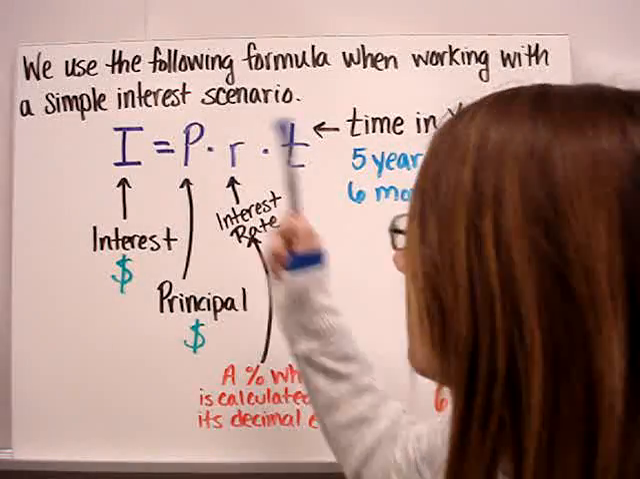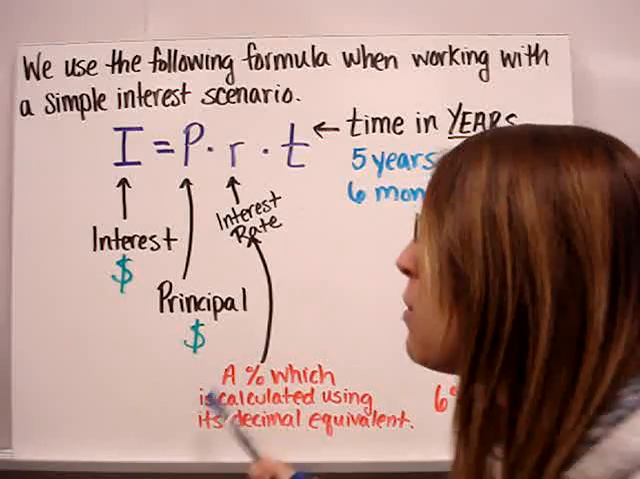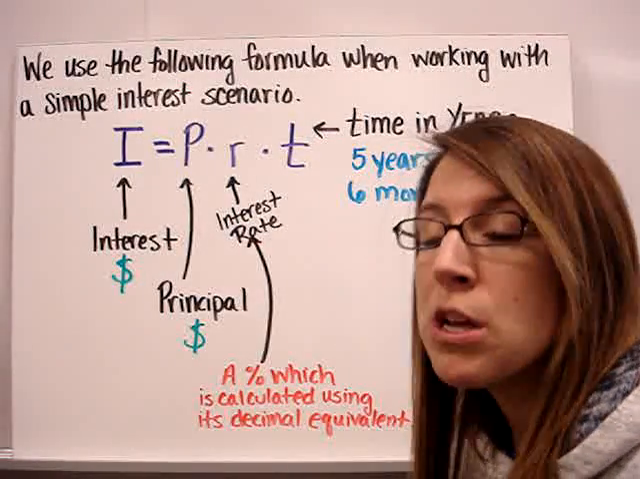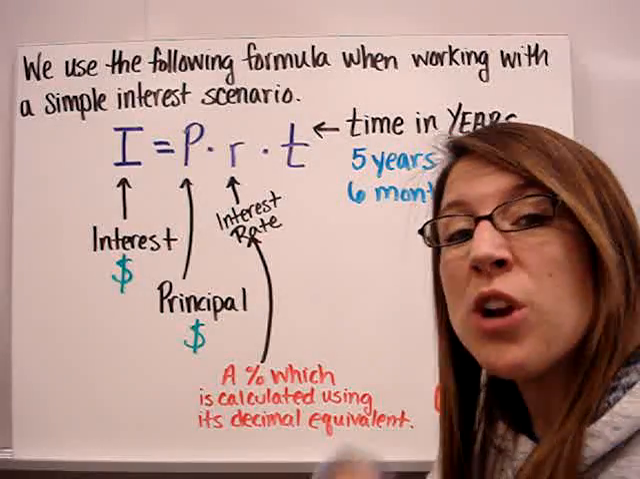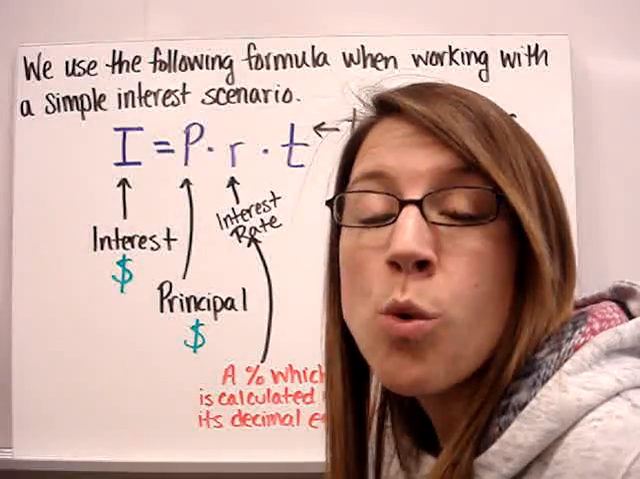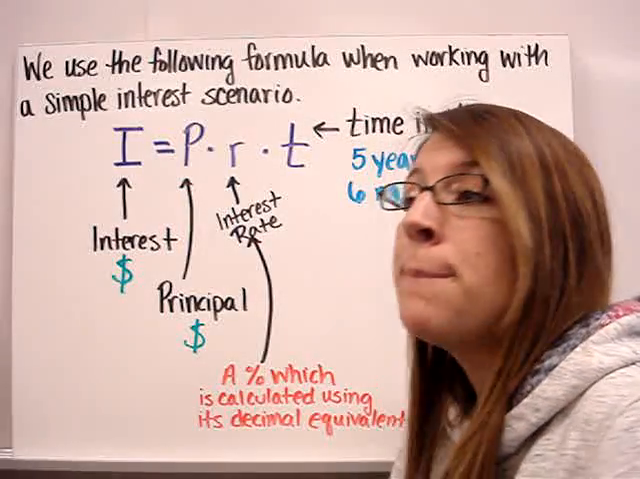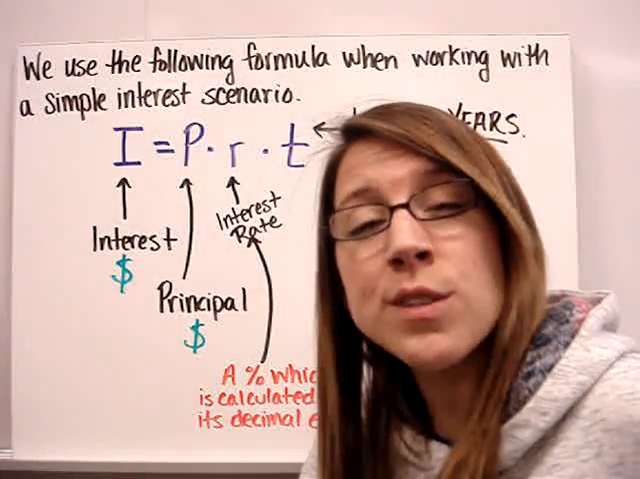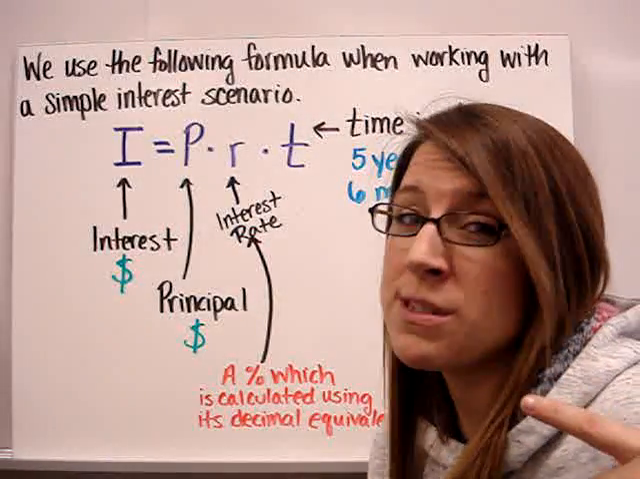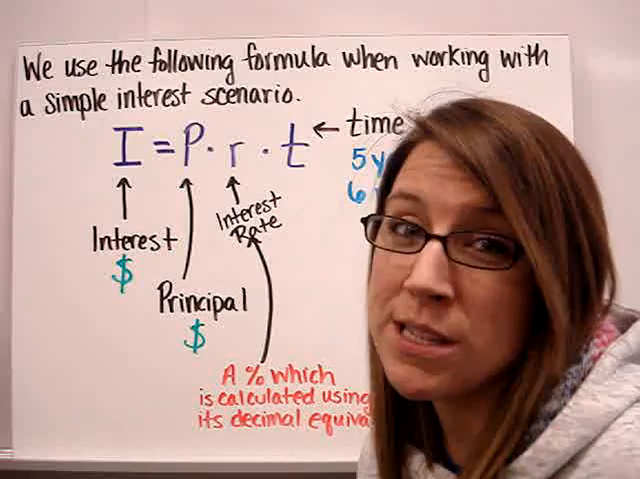What each of these items means is: I stands for interest, and interest is an amount of money, okay? P stands for principal, and principal is an amount of money, but the principal is the initial amount of money. So if I put $100 into the bank, that's the initial amount, the $100. If I borrowed $16,000 from the bank to pay for my car, that initial amount, the very first amount that I borrowed, that's the principal.